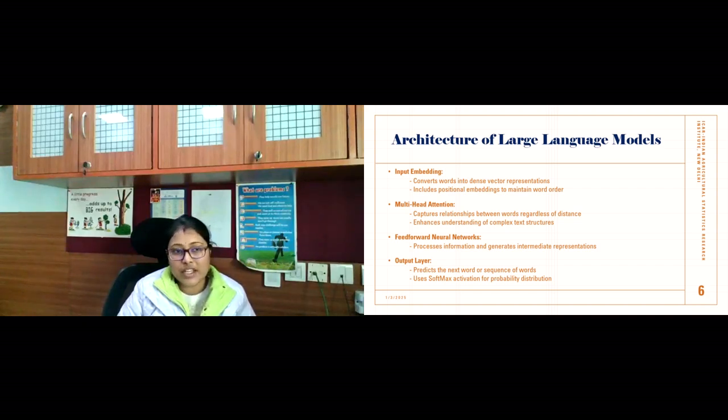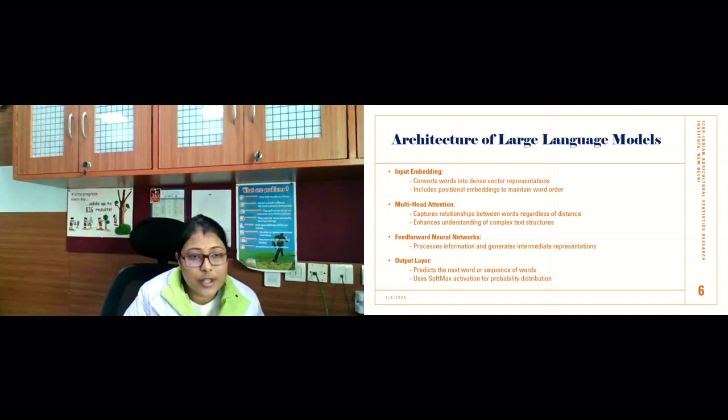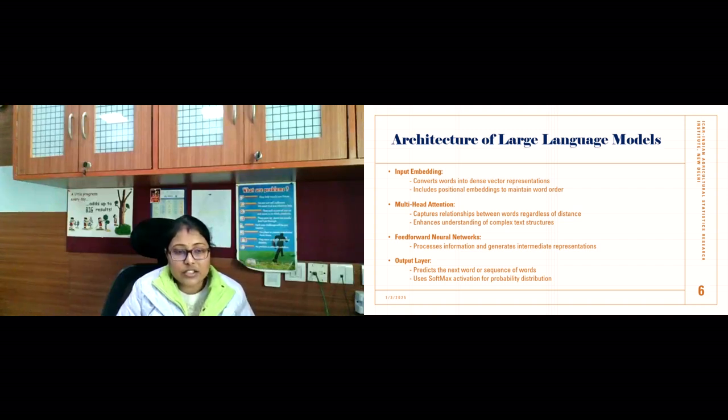So once this input embedding is done, then there is multi-head attention, because the LLMs are based on the transformer architecture. So what happens in this multi-head attention? It captures the relationships between the words regardless of the distance. Distance here means, once we plot these dense vector representations in a 3D or a multidimensional space, the distance between the words when they are related is shown. So this kind of relationship is captured using a multi-head attention neural network, and it basically enhances the understanding of complex text structures.